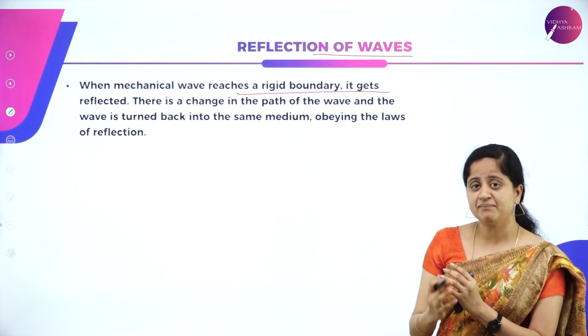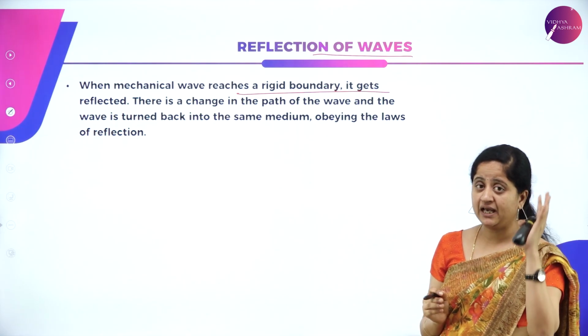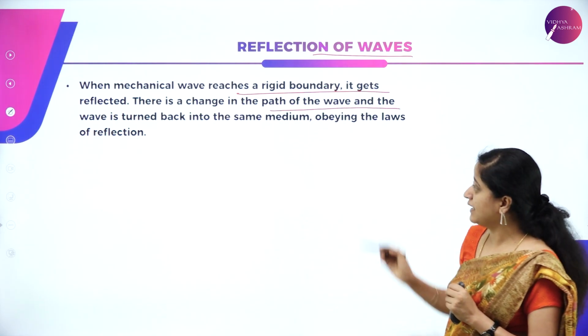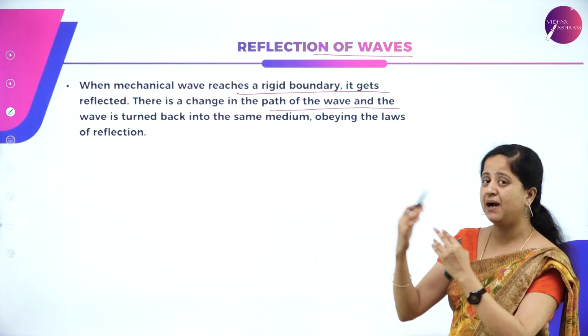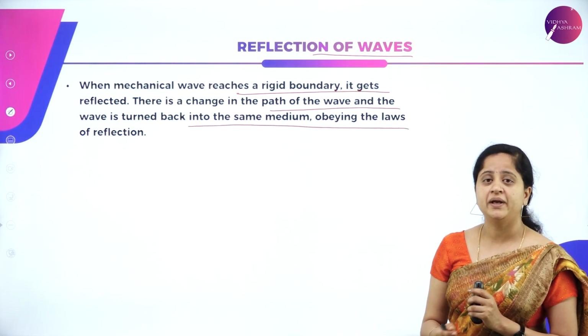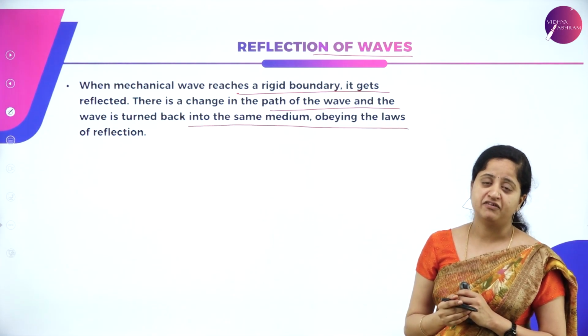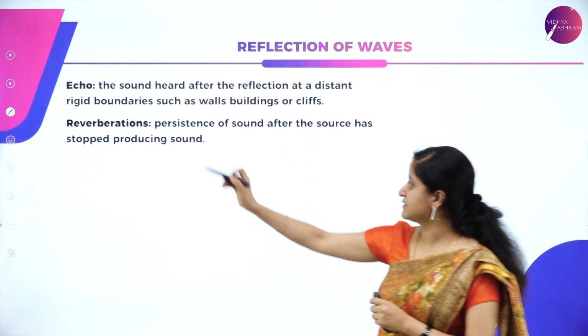What example can we give to understand this phenomenon? That is the echo. There is a change in the path of the wave when it is reflected back. The path of the wave changes and it turns back into the same medium, obeying the law of reflection. As I said, the best example to understand reflection of waves is an echo.